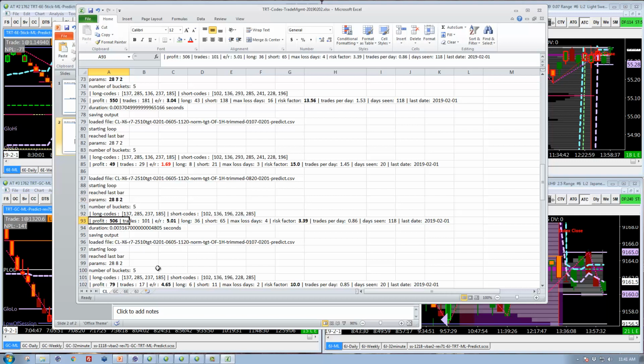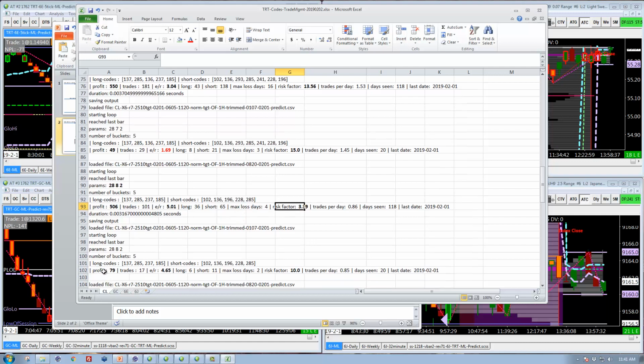And so here I get a profit of 506. My efficiency ratio is really good at 5.01. And then the risk factors drop through the floor. 3% of the time you're going to take a max loss day is what that says. And also for the last 4 weeks, that's a decent number with a high quality overall system ratio, efficiency ratio.